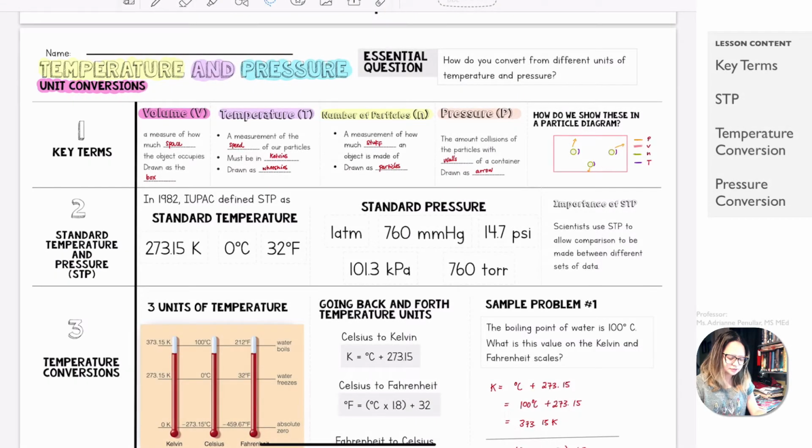In this lesson, we're going to be talking about converting units of temperature and pressure. You're going to be exposed to different units of temperature and pressure, and you need to be able to convert them to the correct unit in order to use math to do some conversions. But before that, let's talk about vocabulary first.